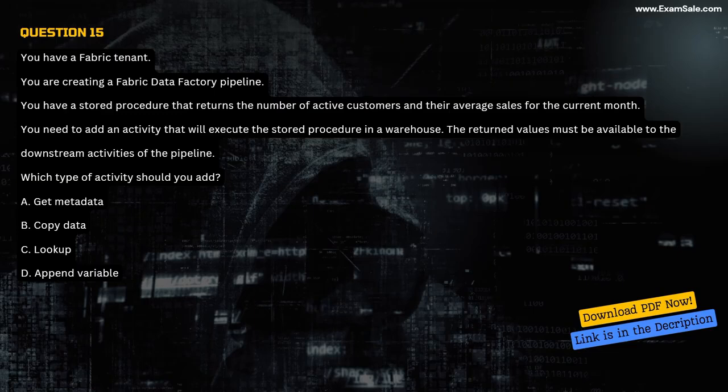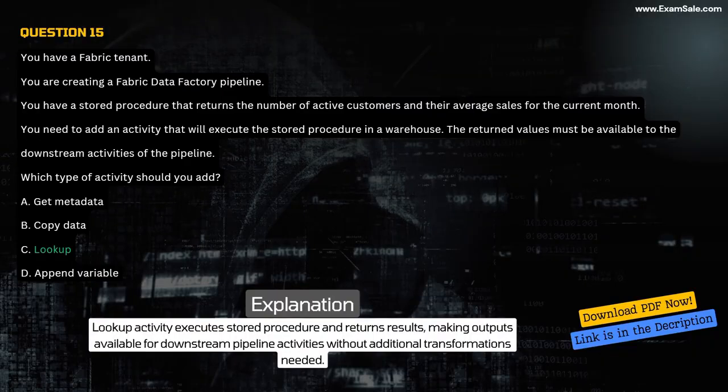Which type of activity should you add? A. Get metadata. B. Copy data. C. Lookup. D. Append variable. Correct answer, C. Lookup. Explanation. Lookup activity executes stored procedure and returns results, making outputs available for downstream pipeline activities without additional transformations needed.